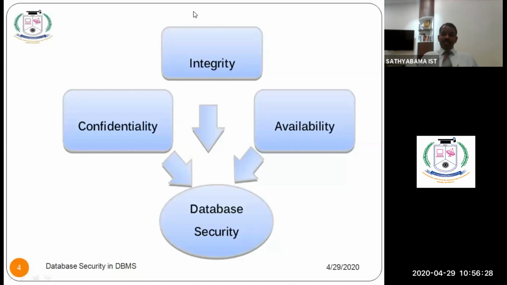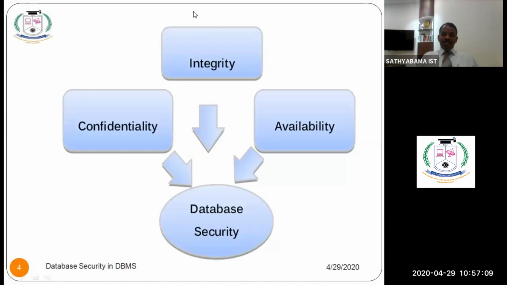The third one is availability. Suppose the banking hours are closed, any user can go to an ATM and access his or her account. It means the system is always available for authorized users at any time, at any place. Through the ATM, you can access your data at any time with your authorization. That is availability. So availability is also ensured through your database security.